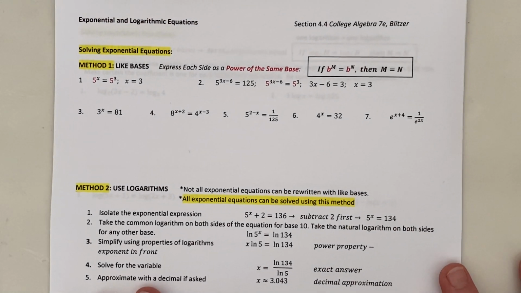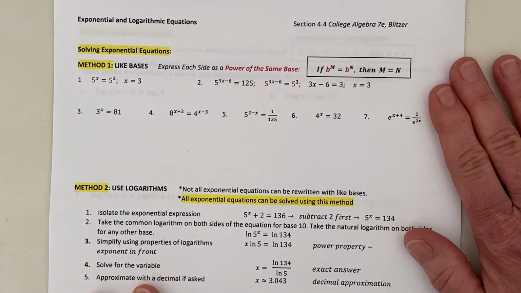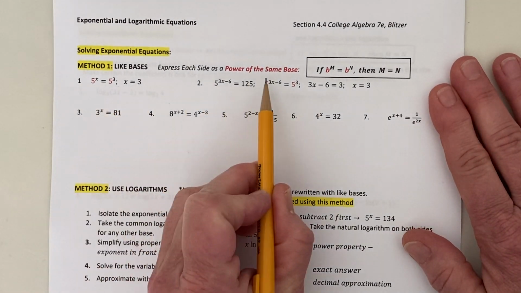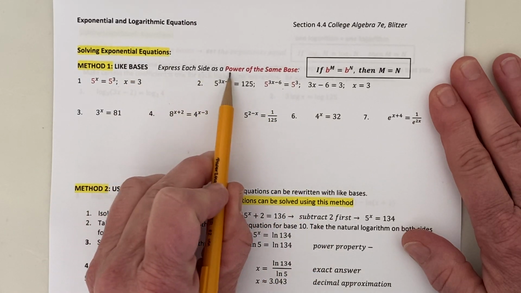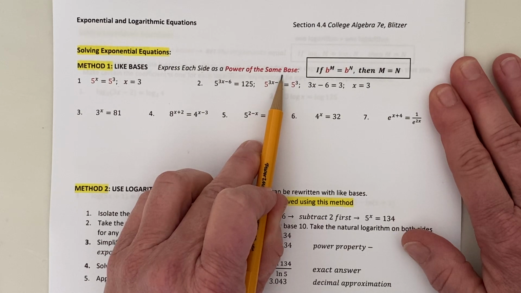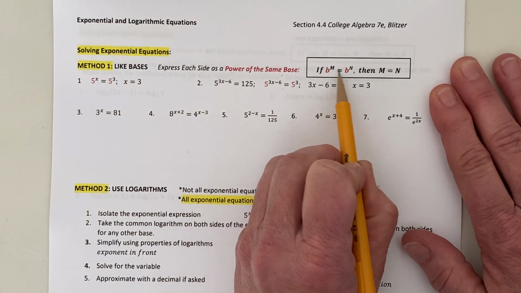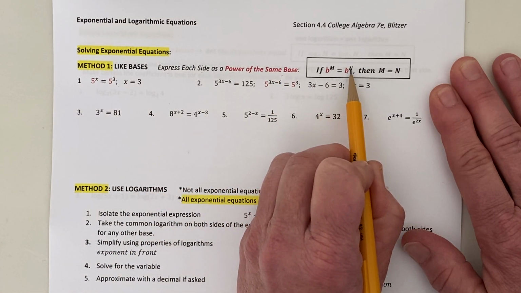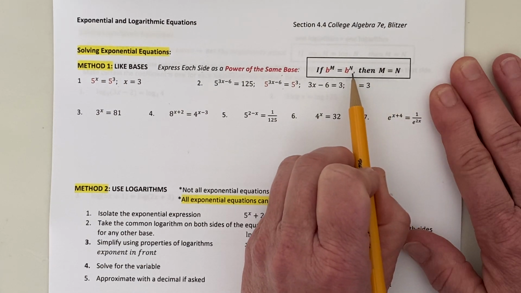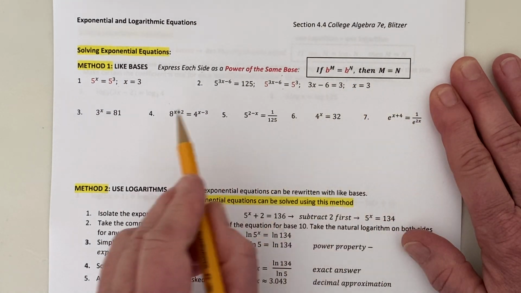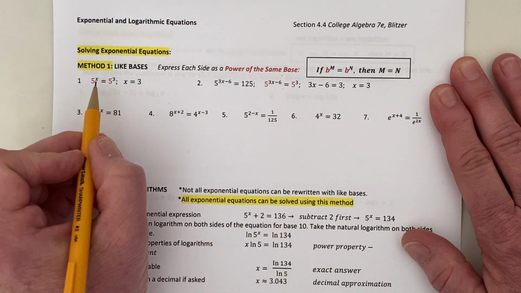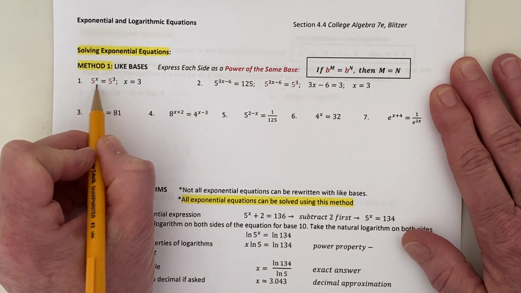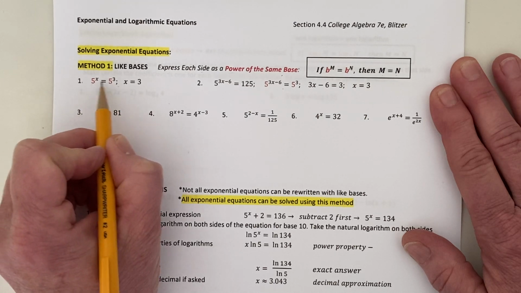All right, looking at the first strategy right here, these are two examples already worked out for us. This says, let's express each side of the equation as a power of the same base. This formula tells us that if we do have the same base, the exponents have to be equal if we have equality. We've worked on this a little bit in previous sections, so hopefully this strategy will seem familiar. In example 1, we have an equation that already has like bases, so the answer is going to be x equals 3.